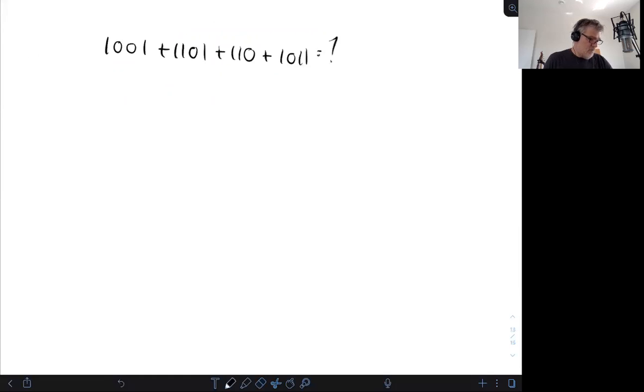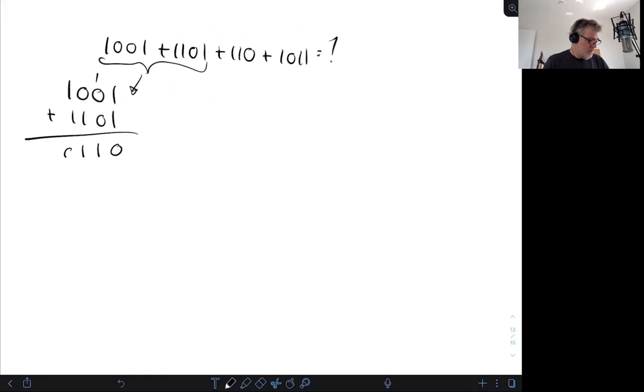So what am I going to do? I'm going to add 1001 plus 1101 first. I'll add those two first. So I get 0, carry of 1, 1, 1, 0, carry of 1. Okay, and then a nice way of doing it would be, no, let's not do it like that, but it would be fast.